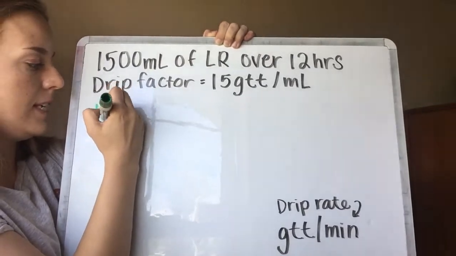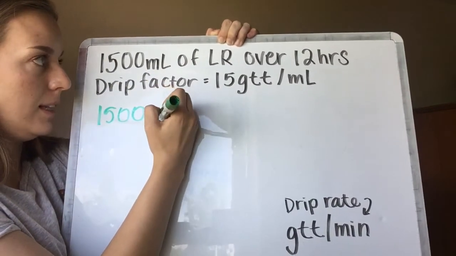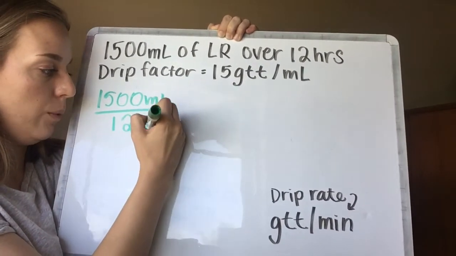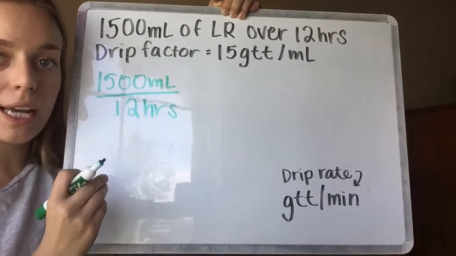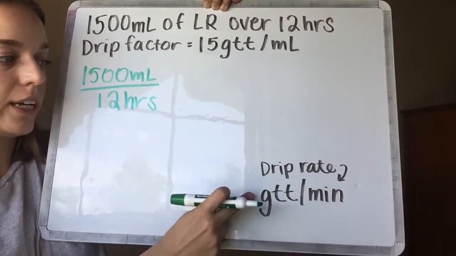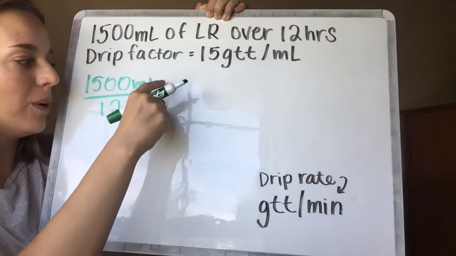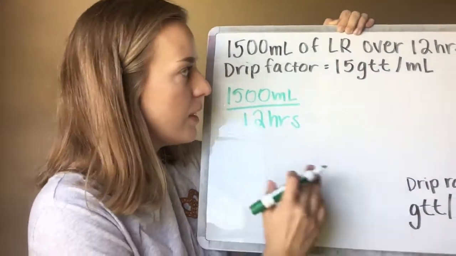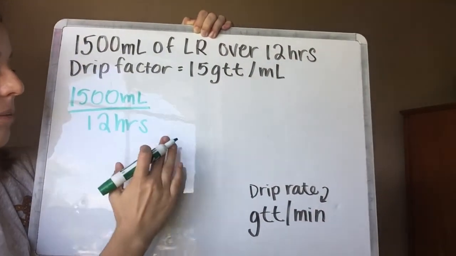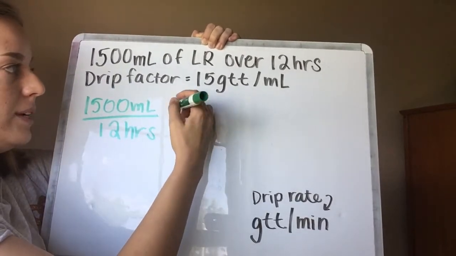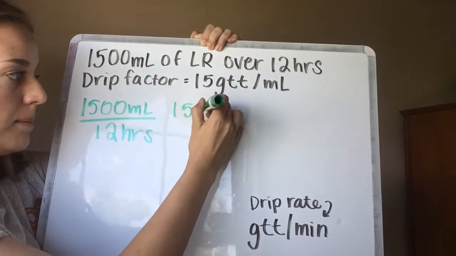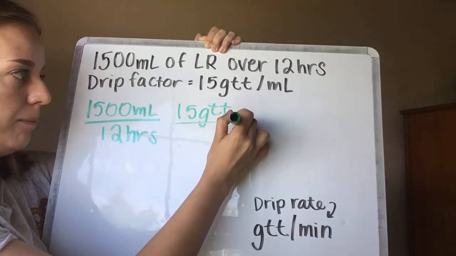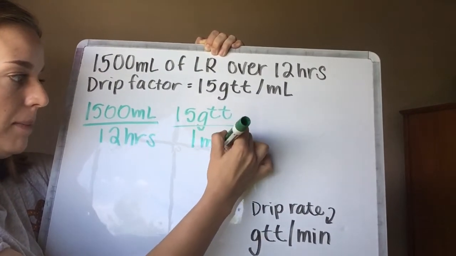We have 1,500 milliliters to be infused over 12 hours. When we're looking for a drip rate, we're looking for drops per minute. Right now we're in milliliters per hour, but we have the information to get there. So we're going to put as a second part of what we already know, drops. We're going to put in our drip factor here over 1 milliliter.